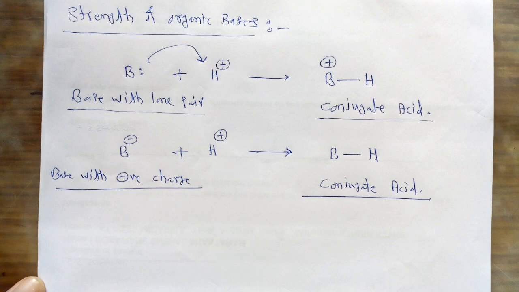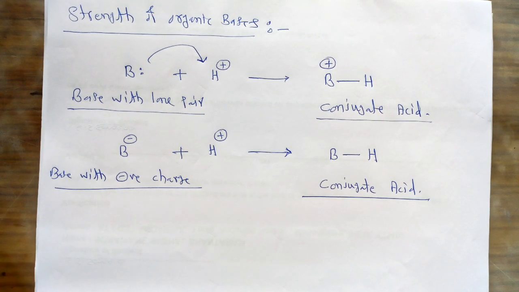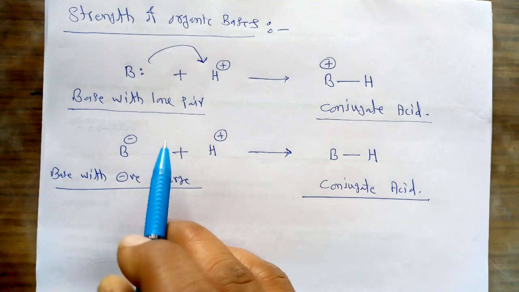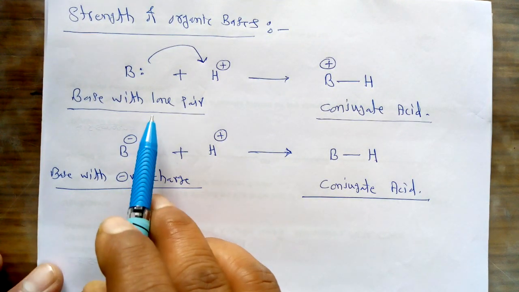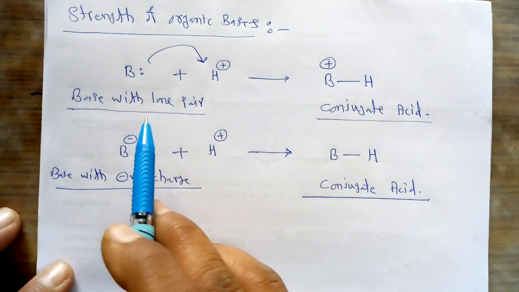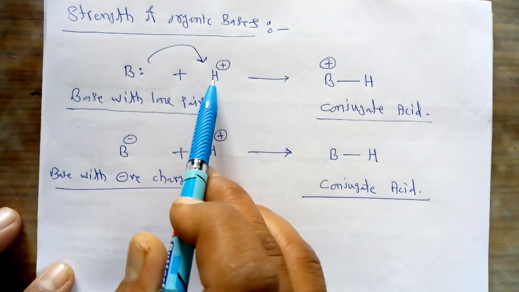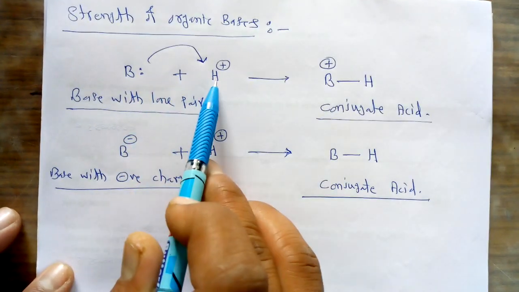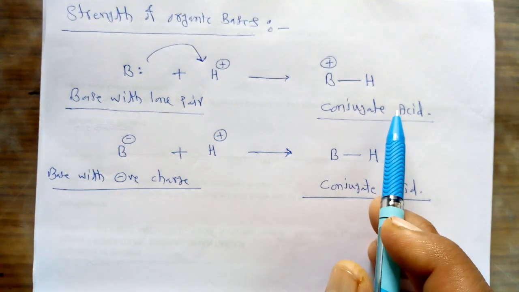So basic compounds are of two types. In the first type, the base has an atom which must have a lone pair, and due to the presence of this lone pair, it is called electron rich. As it is electron rich, it attacks the particular proton, that is H plus. After the attack of this lone pair on the proton, it forms a compound, and that compound is called the conjugate acid.